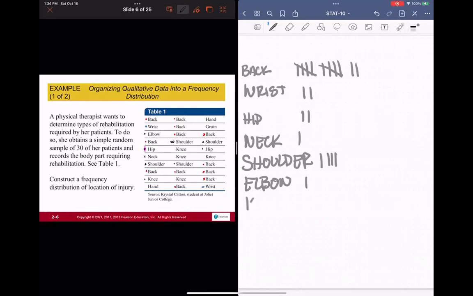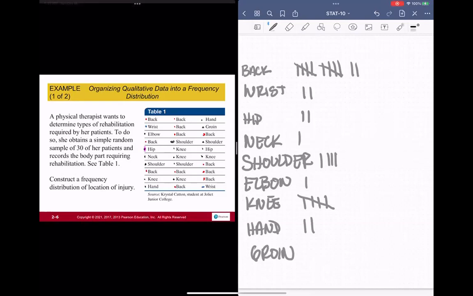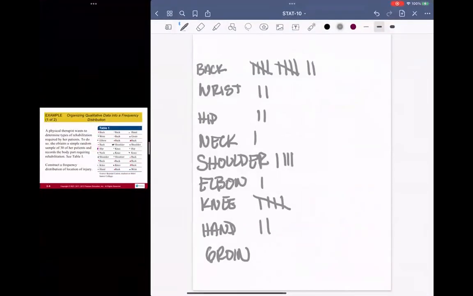Next, we'll do knee. We have 1 for knee, 2, 3 for knees, 4, and 5. Hand. We have 1 for hand, 2 for hands, and the last one is going to be groin. And it looks like we only have 1 groin. So now that we have that, let's concentrate a little bit more on this table.